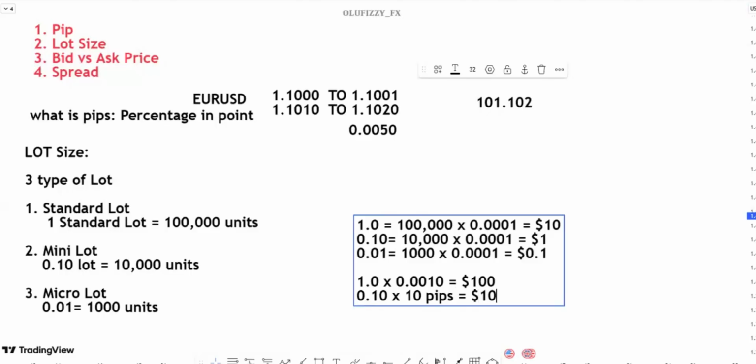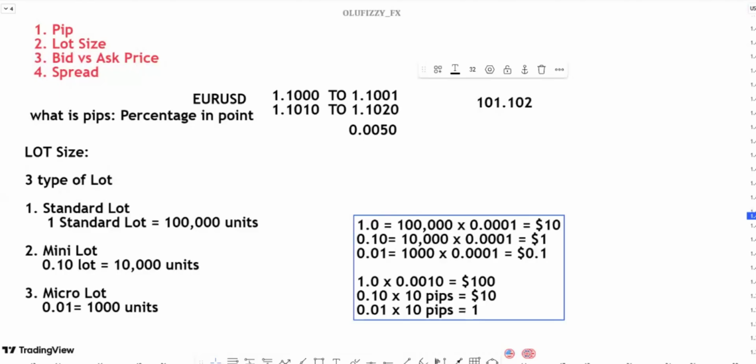And for the third trader that used micro lot size, which is 0.01, and that is the smallest lot size you can use, 10 pips, that one is going to be making $1. So see that the size of the position you open will determine how much you are going to be making on the movement of the price from one region to another.